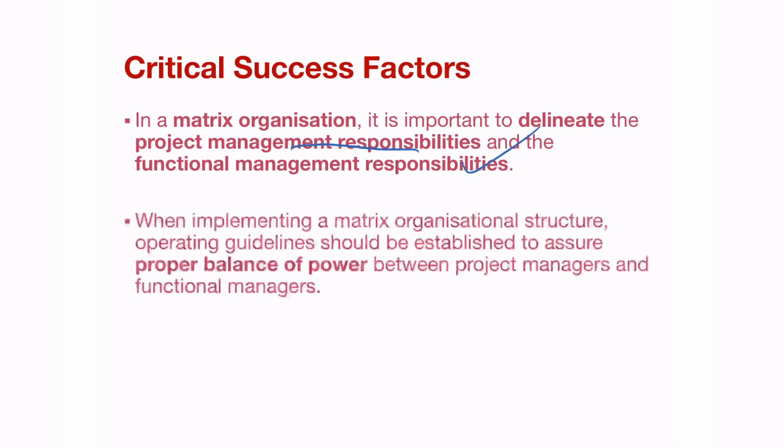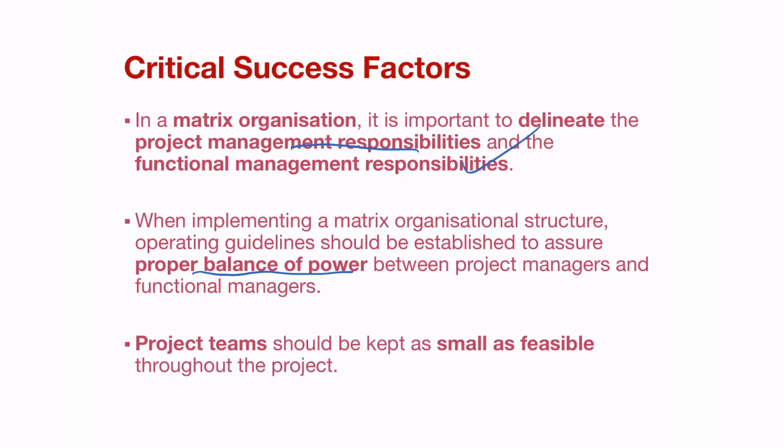When implementing a project in a matrix organizational structure, operating guidelines should be established to assure proper balance of power, so that there's no conflict between the project manager asking you to do something and your manager asking you to do something as well. Project teams should be kept as small as feasible throughout the project, and the project should be short as well, say 6 months or a year. That brings us to the end of this theme in the final learning unit.